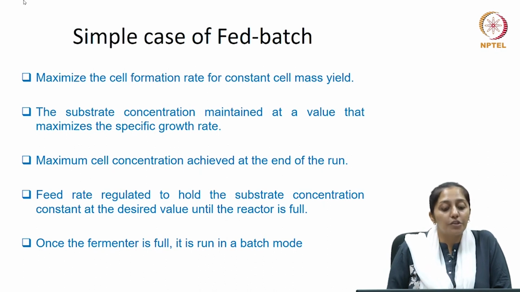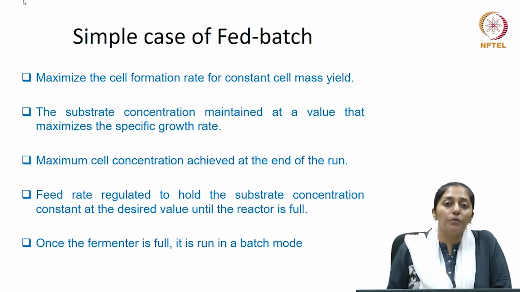So in order to ensure that you achieve maximum cell concentration in the end with maximum yield and productivities, you keep the substrate concentration at a level where your specific growth rate is maximum and your cell formation rate, which means growth rate, is maximum at constant cell mass yield.